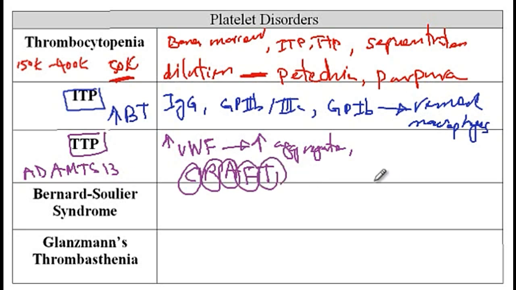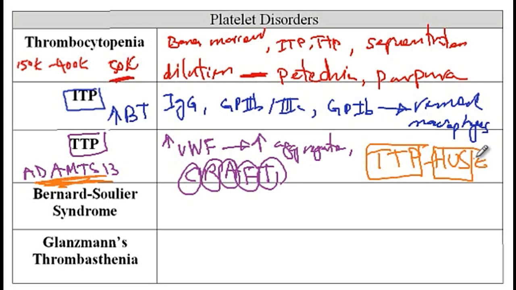Now you may have noticed that TTP is sometimes called TTP-HUS. So both HUS and TTP present with the same symptoms, and their treatment is the same, which is that you will have to provide them with plasmapheresis. But the cause of TTP and hemolytic uremic syndrome is different. So TTP, as I just discussed, is caused by the deficiency of ADAMTS13, while HUS is caused by E. coli O157:H7, and HUS is more associated with renal symptoms, while TTP is more associated with CNS symptoms. But the presentation and the treatment of both conditions is the same, as a consequence of which they are both usually referred to with the same term, TTP-HUS.